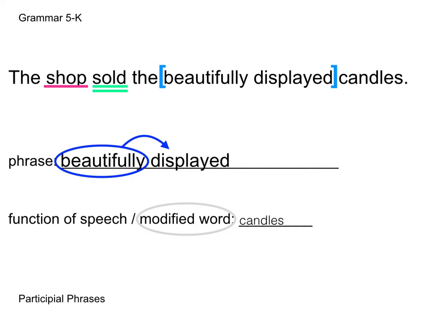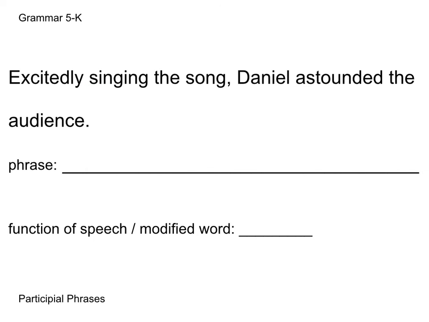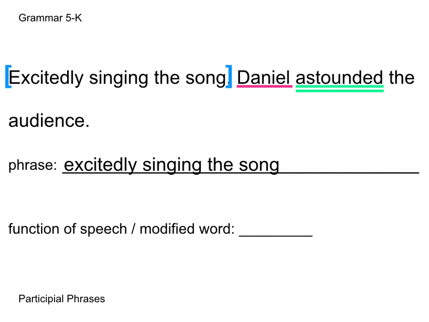Let's look at one more for a present participle. So excitedly singing the song, Daniel astounded the audience. So once again, we're going to find our subject, Daniel. What is he doing? He's astounding. So we're going to double underline astounded. And then in the sentence, we want to find our present participial phrase. It's going to be excitedly singing the song. And I'm going to write that down on the phrase.